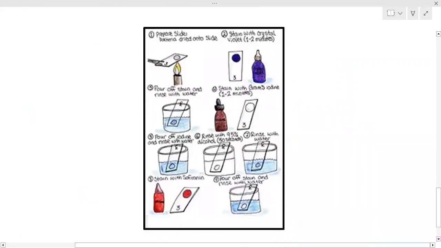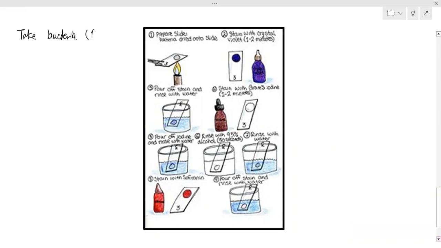Now, what do we do? See, the first step of the experiment is that we need to take bacteria. I am saying take bacteria here for you to understand, but scientifically we call this preparing the bacteria, or preparing the slide.